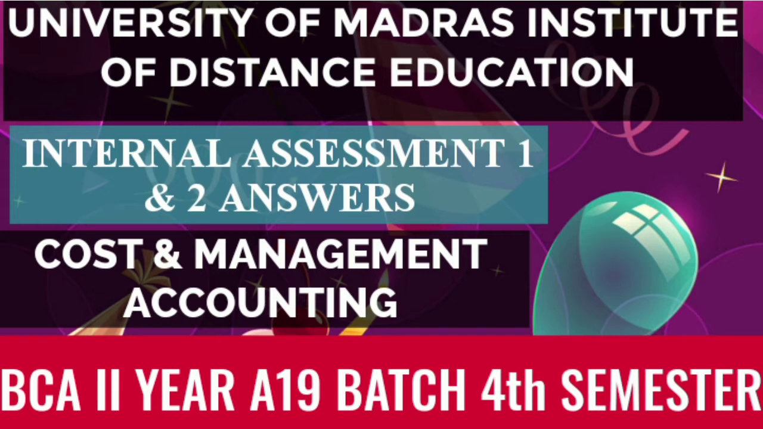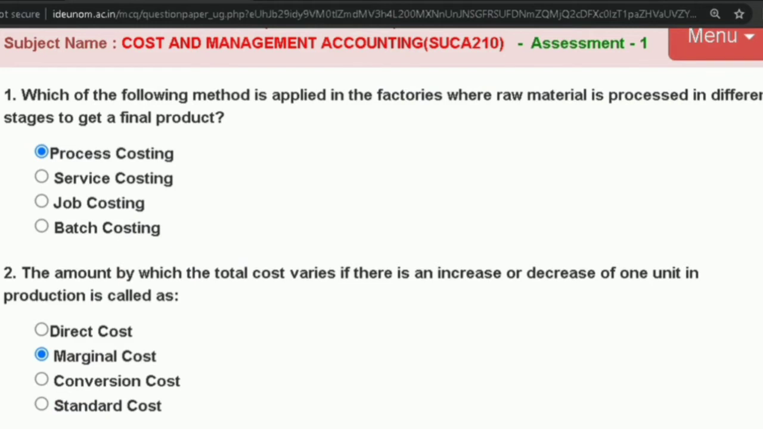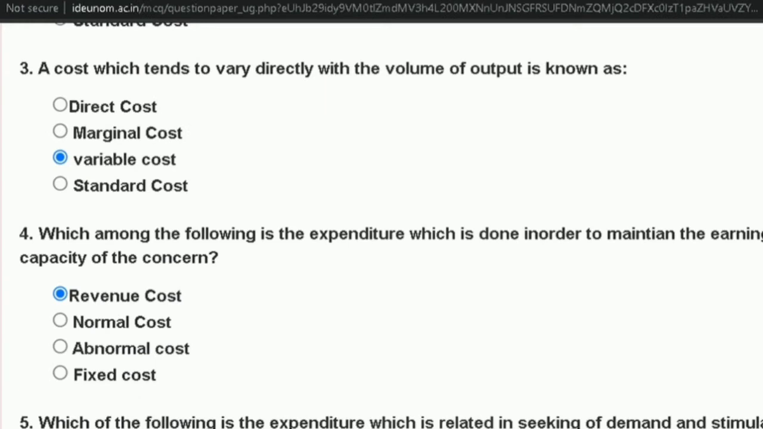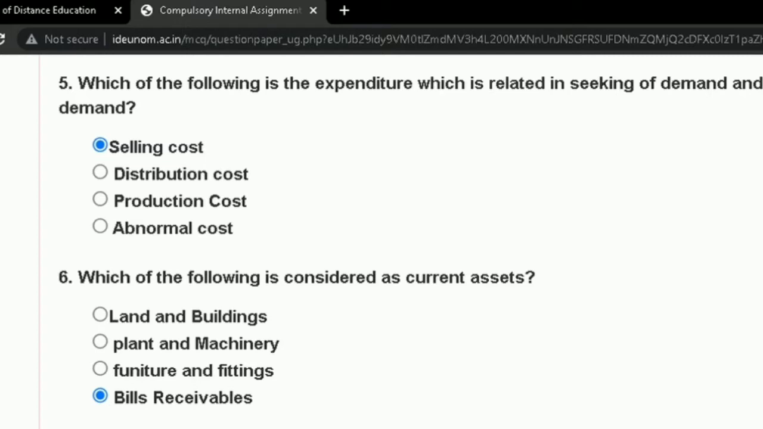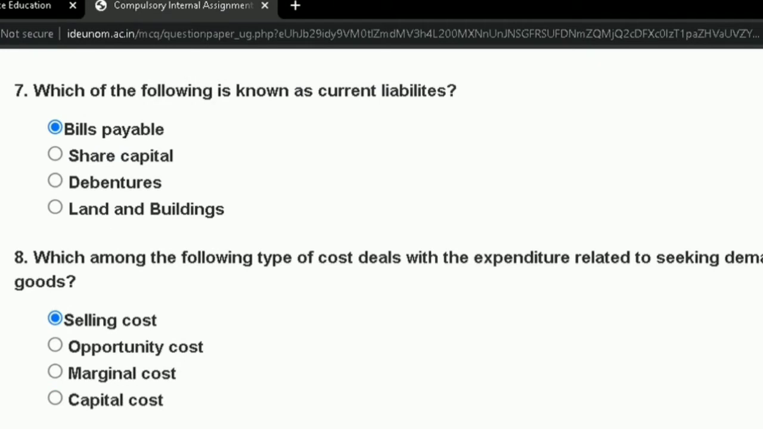Cost and Management Accounting assessment 1. First question answer is process costing, option A. Second one is marginal costing. Third one is variable cost, option C. Fourth one is revenue cost, option A. Fifth one is option A, selling cost. Sixth one is option D, bills receivable. Seventh one is option A, bills payable.